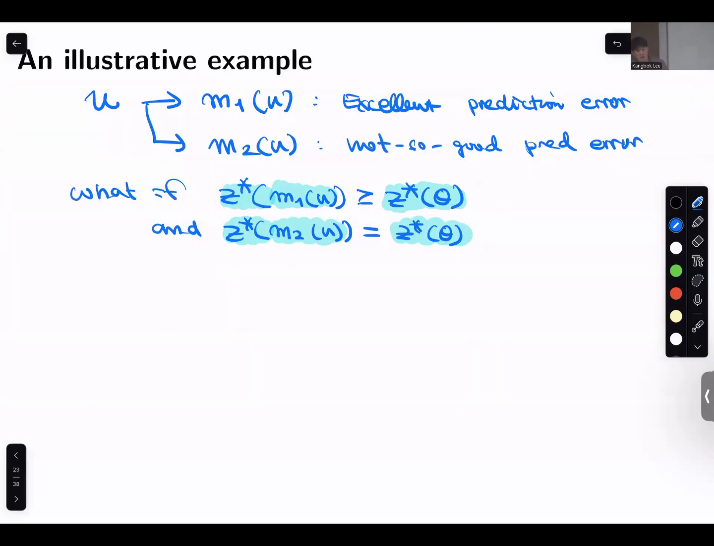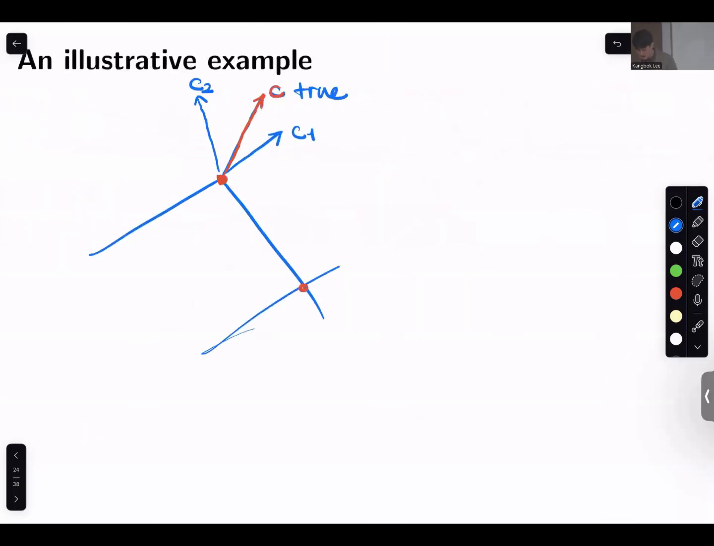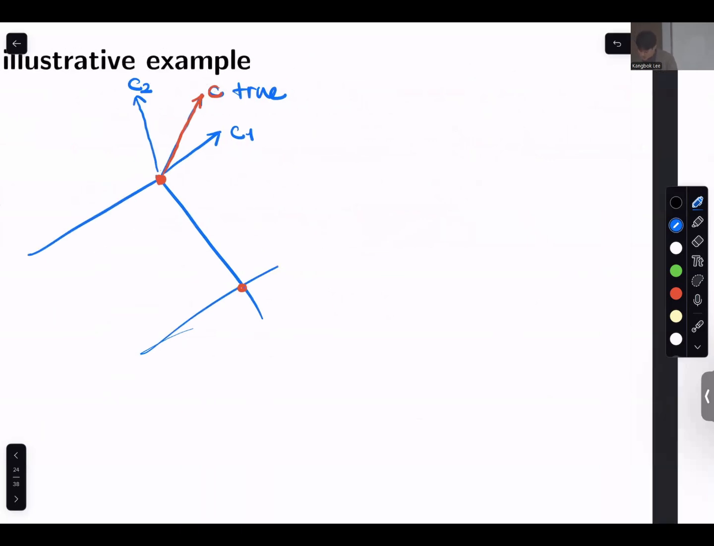Based on prediction error, based on decision error. And I claim that it has to be decision error. And it's the recent trend of optimization modeling these days. Okay?